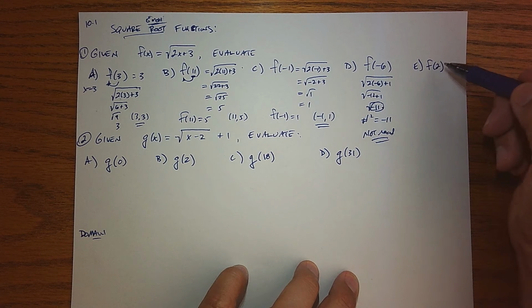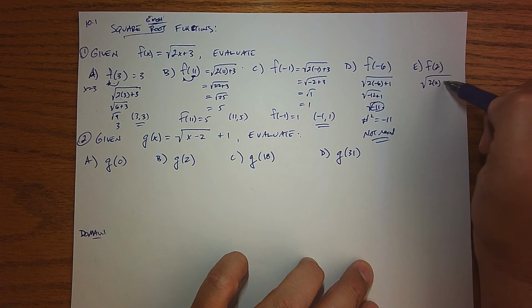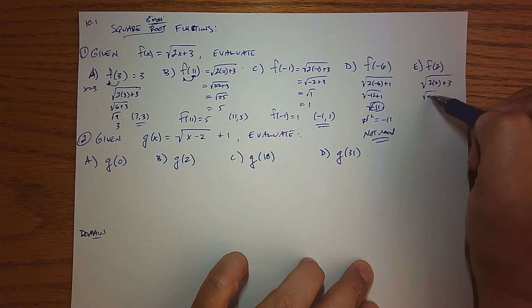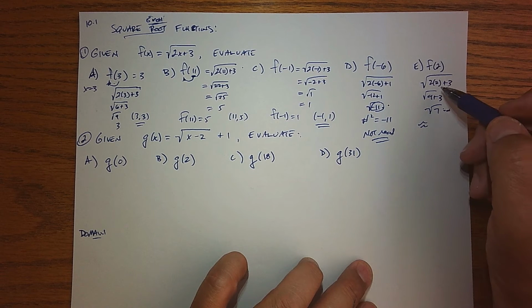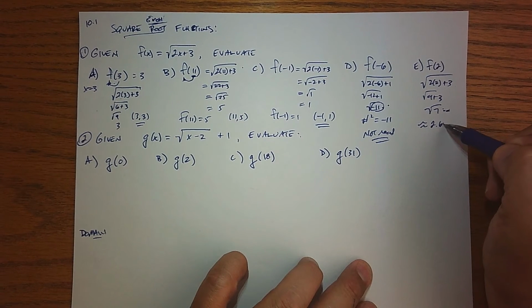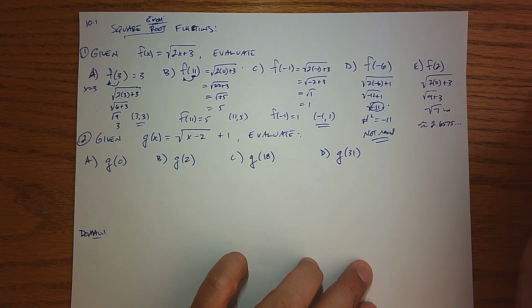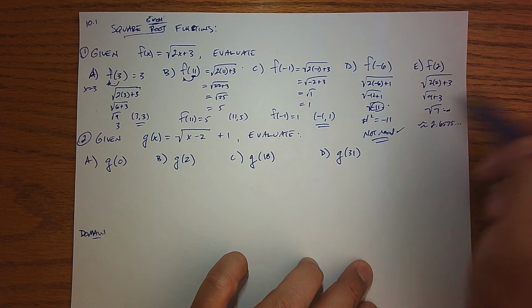And then last but not least, f of 2. When I put that into the function, we get 2 times 2, that's 4, plus 3. We're looking at the square root of 7. And this, unlike the last one, is real, right? This actually does exist. I think earlier in another video we found this to be like 2.6575, and it goes on forever. So be careful, right? Square roots and negatives are bad. Those are the ones that are not real.